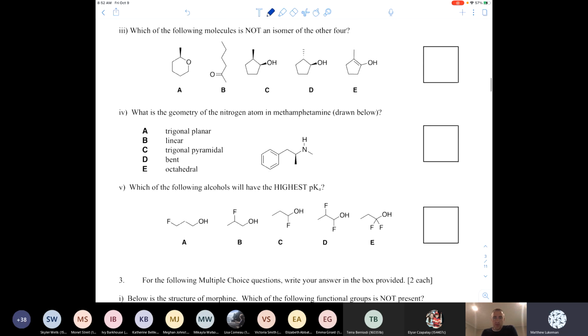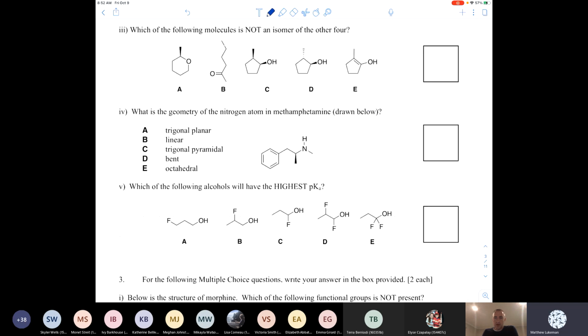Question 3 says, which of the following molecules is not an isomer of the other 4? So what you'd want to do here is figure out what the molecular formula for each of these is. So for this first compound A, if you count the carbons, I count 1, 2, 3, 4, 5, 6. So that's a C6. H, there's going to be 3 on carbon 1, 1 on carbon 2, 2 on 3, 2 on 4, 2 on 5, 2 on 6. So that gives 4, 5, 6, 7, 8, 9, 10, 11, 12. And then a single oxygen.